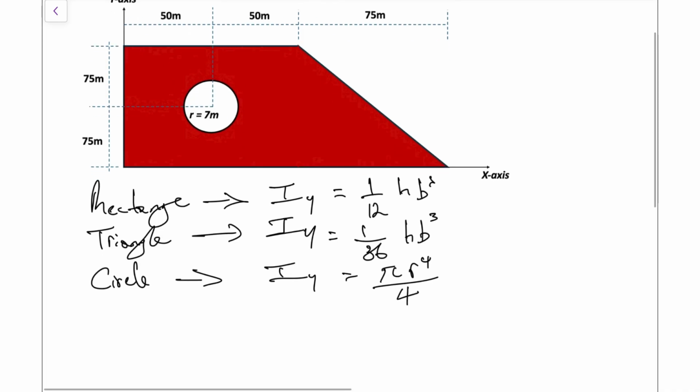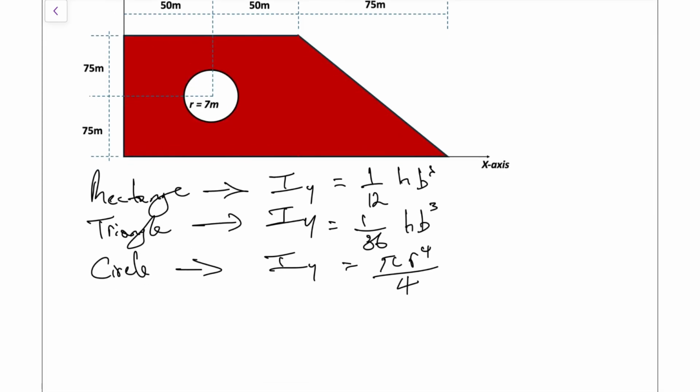Now, because we're using the parallel axis theorem, for the sums Iy is equal to I local, which represents the area moment of inertia for each of those shapes, plus the area times the relative distance to the axis that we're looking at, squared. So let's get going, and we're going to start with the first component, which is our rectangle.